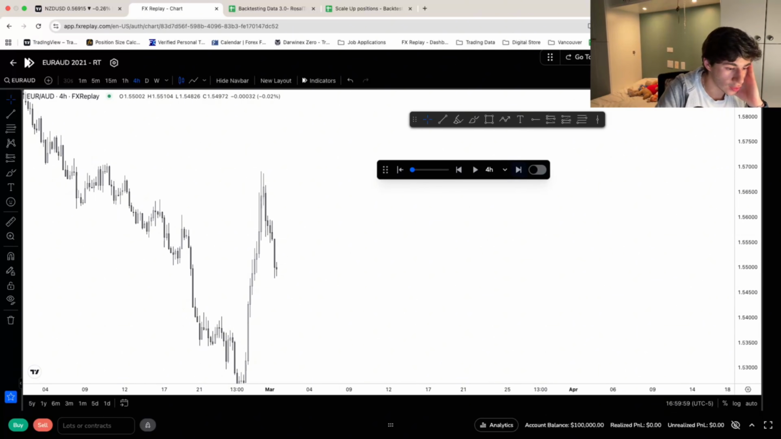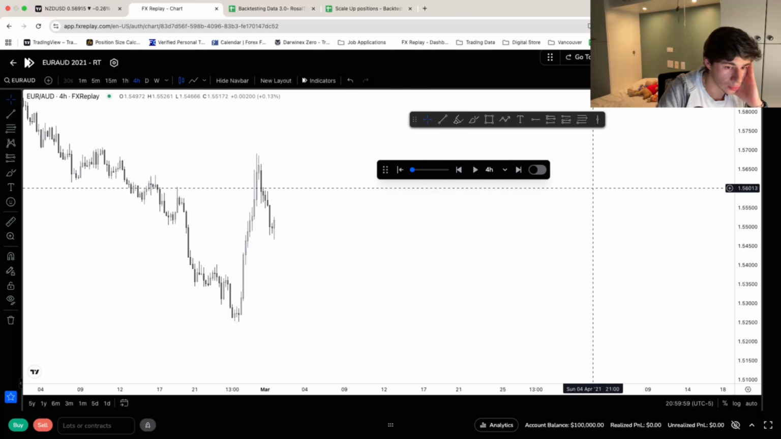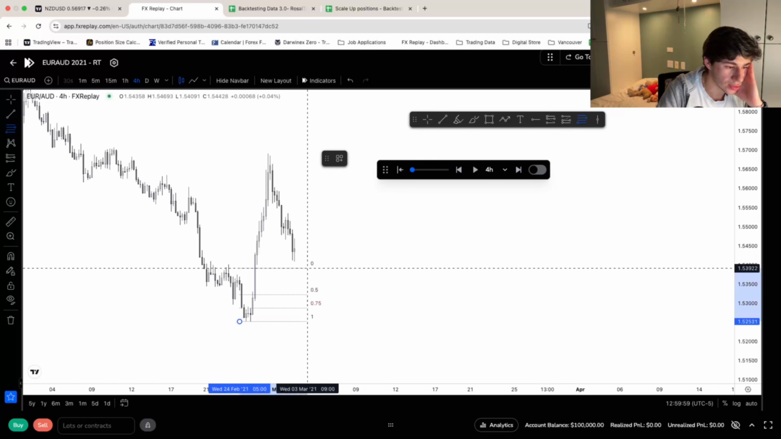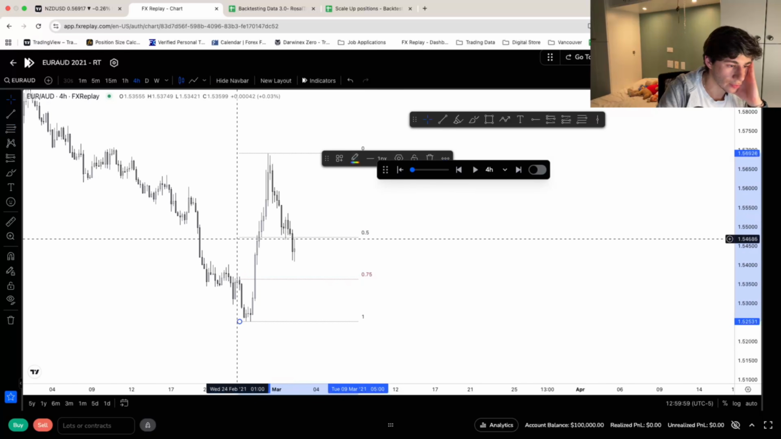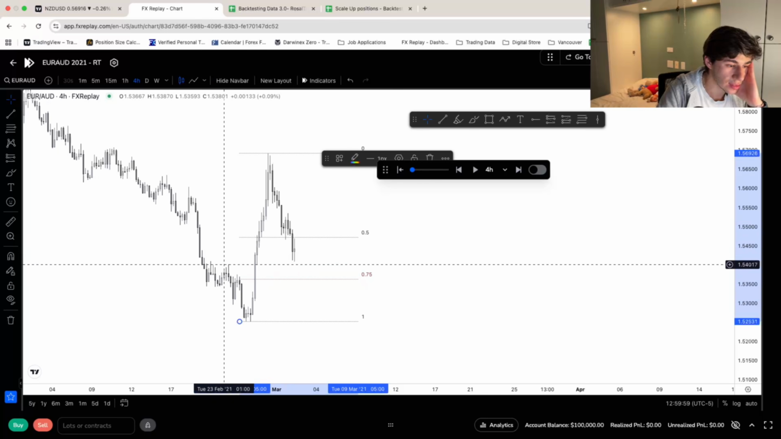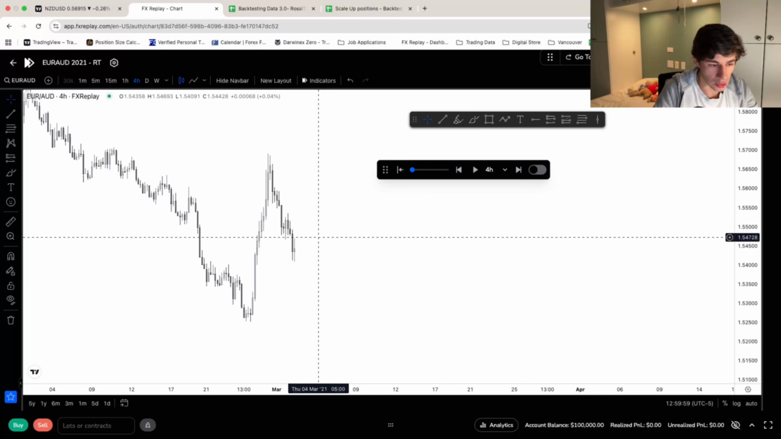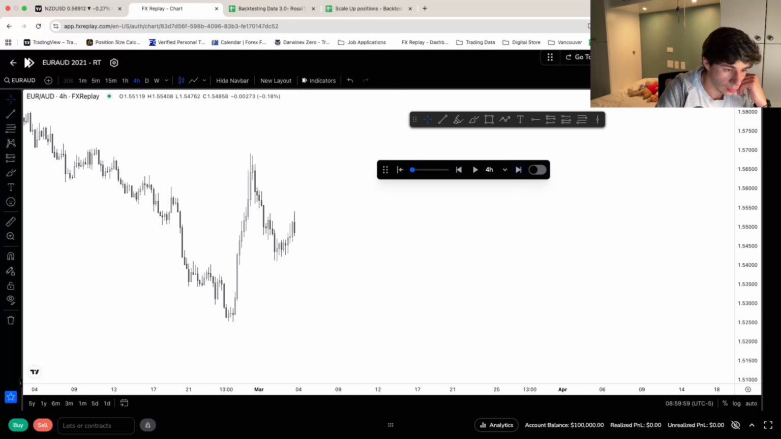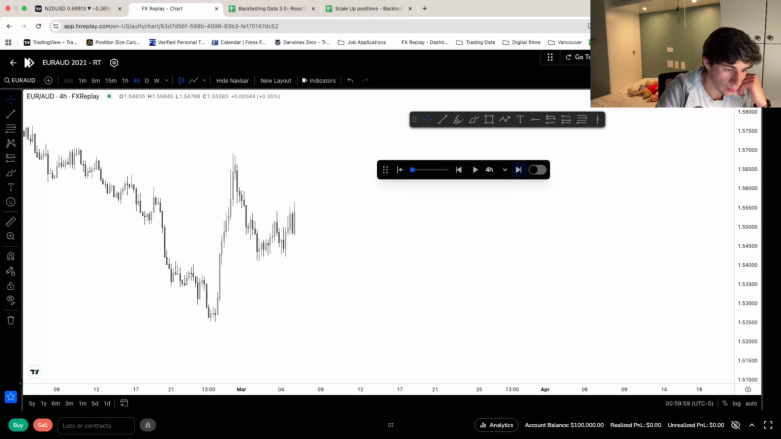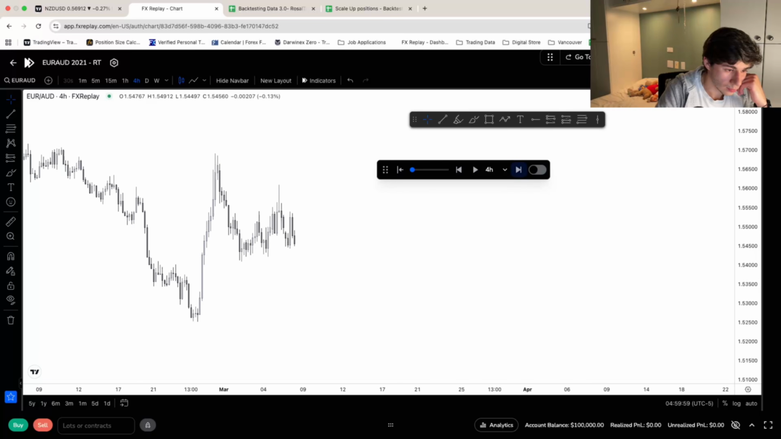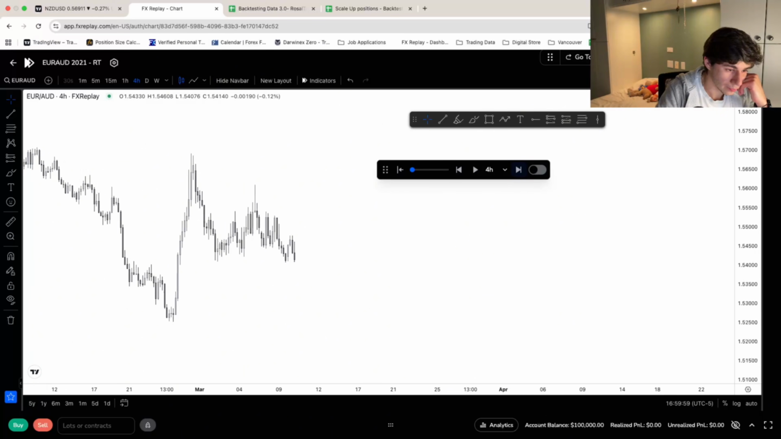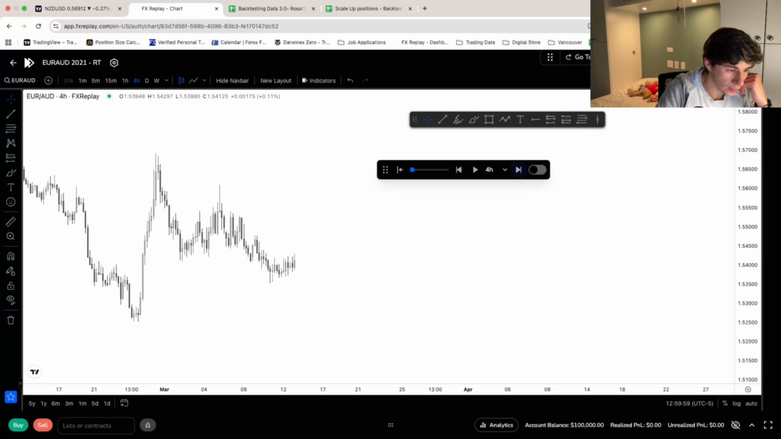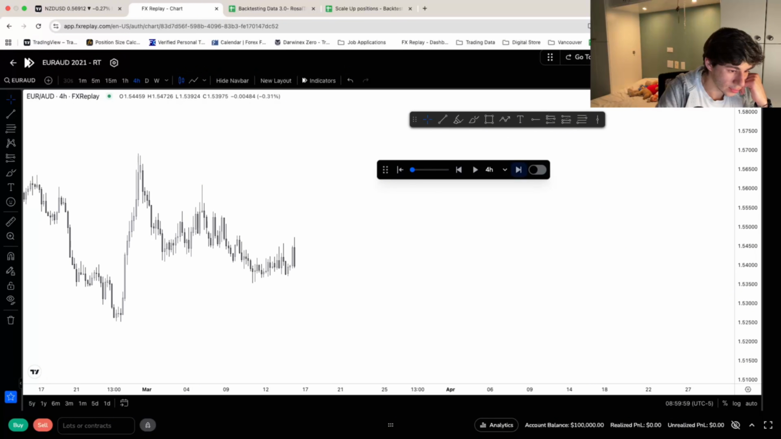Bro, so far nothing, but it's all good. For example, I don't take these big ranges because it's overextended for me. Look at where my 0.5 fib is, and this is the break of structure, so I'm just gonna pass, to be honest. I'd like to take a short from here, if there is a position, of course.